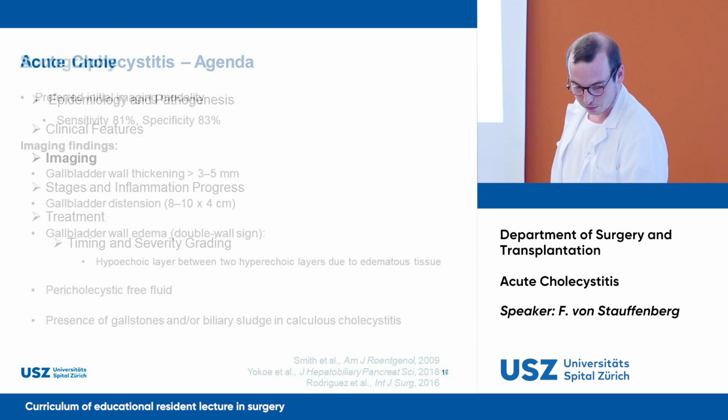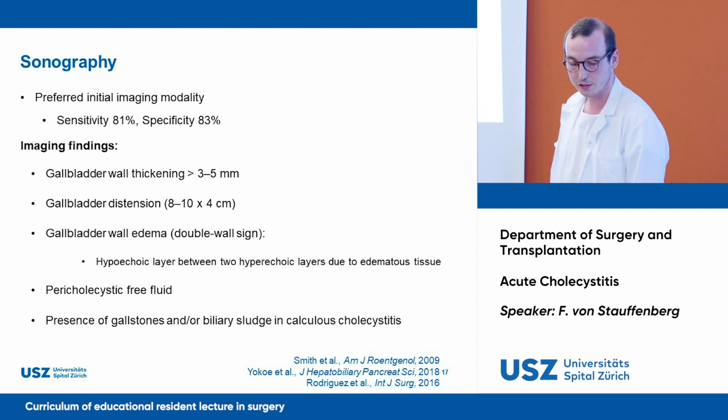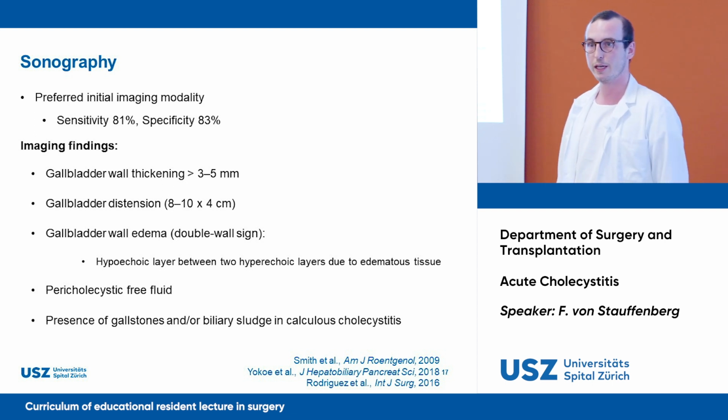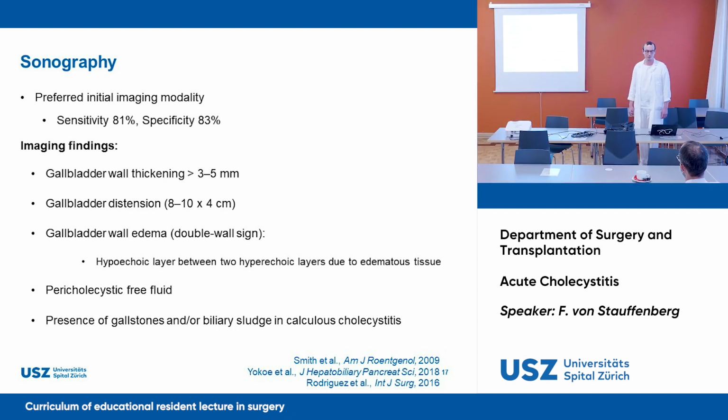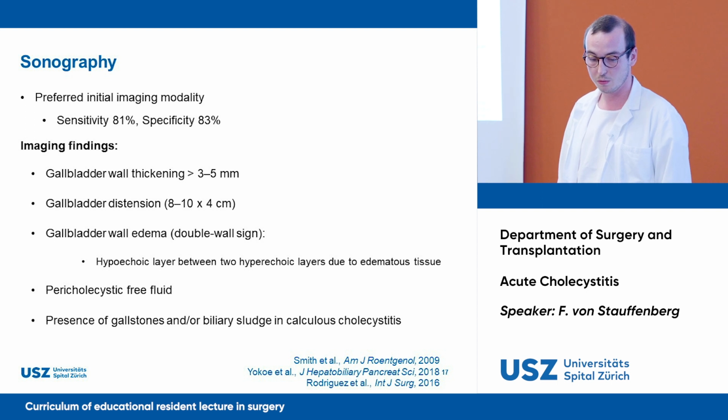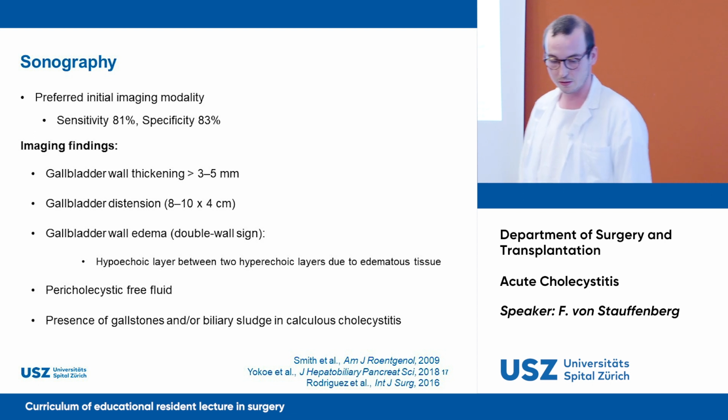So for imaging, we use mainly sonography. It is the preferred initial imaging modality with a sensitivity of 81% and a specificity of 83%. In imaging, we would find a gallbladder wall thickening, a distension, a double wall sign due to wall edema, and we might find pericholecystic free fluid as well as the presence of gallstone or sludge in calculus cholecystitis.